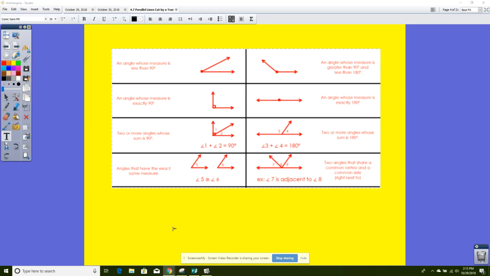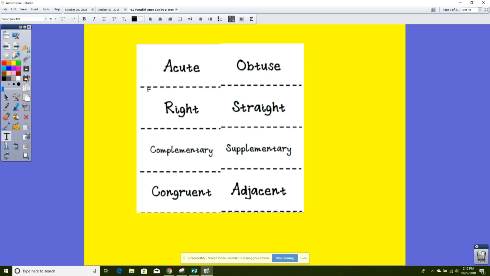This lesson is for 4.7, and it's the different types of angles. So first, let's start out with a review of the angles. So we've got acute, right, complementary, congruent, obtuse, straight, supplementary, and adjacent.